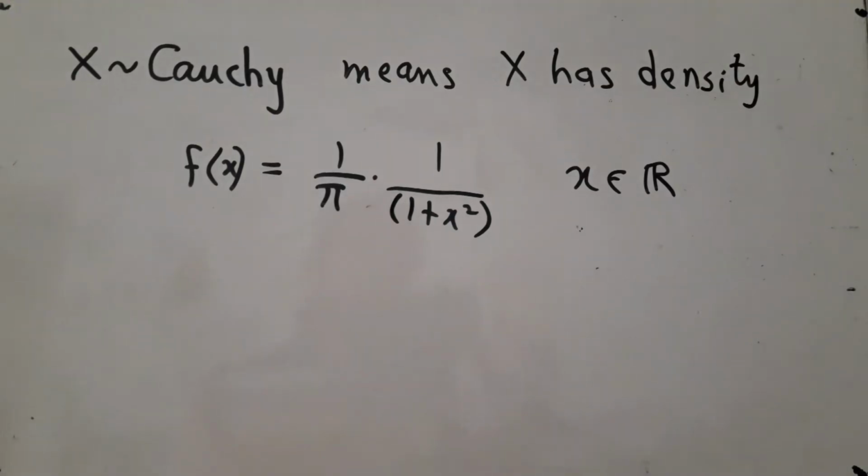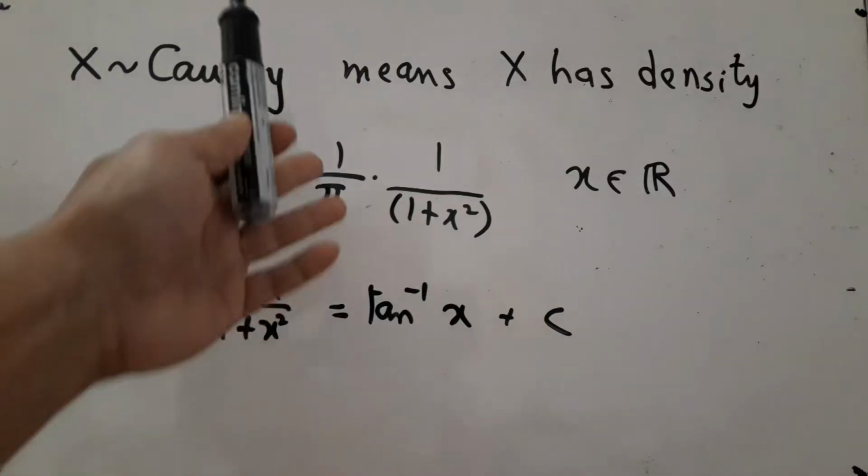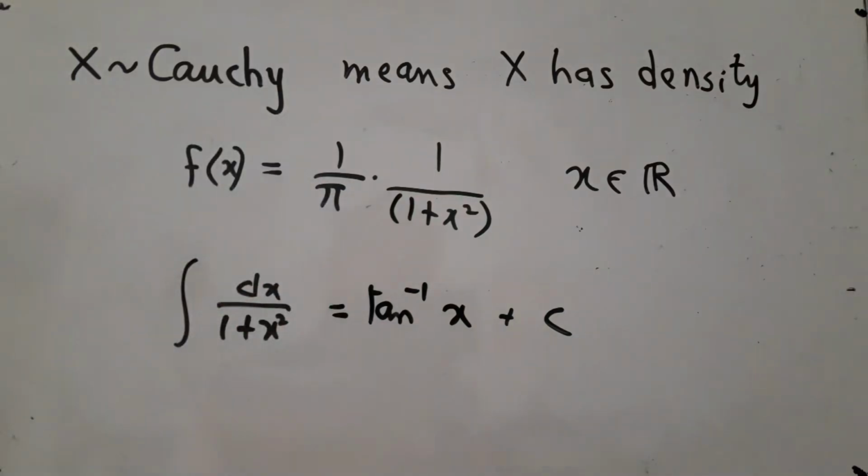the total integral from minus infinity to infinity may be obtained using the standard indefinite integral. That integral of dx by 1 plus x squared is tan inverse x plus an arbitrary constant. So just put it here and you will immediately see that the constant needs to be 1 over π.